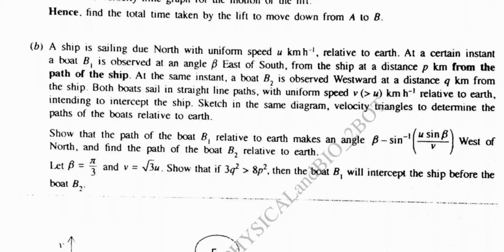So just read the question and convert only to the mathematical notation. Is it clear? A ship is sailing due north with a uniform speed u, so that you can convert it relative to the Earth. At a certain instant, the boat B1 is observed at an angle beta of the source. This is not related to the velocity. So the only thing related to velocity is what you have to write.